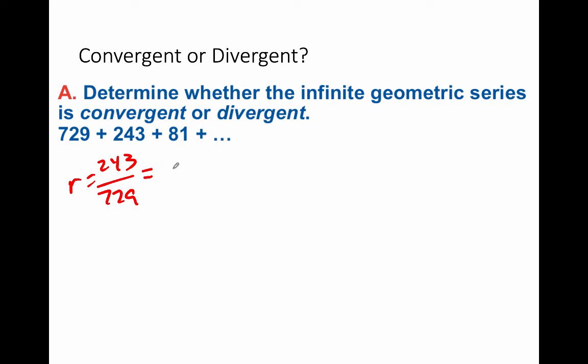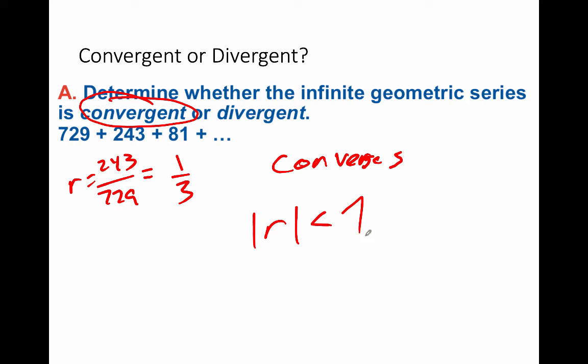In this case, it's 0.3 repeating, or 1/3. So that means it converges. It's convergent, okay? Because the absolute value of r is less than 1. That means we're going to get smaller and smaller and smaller.